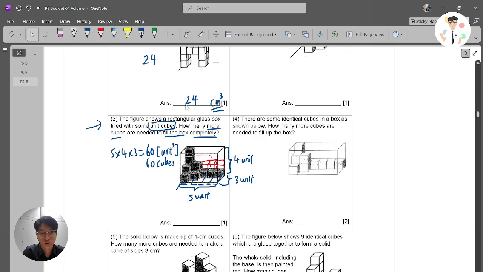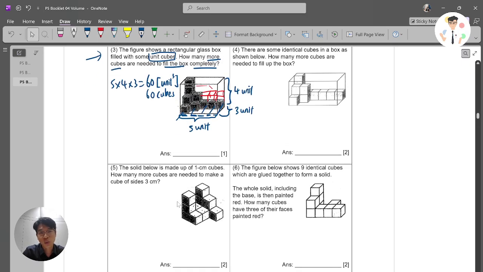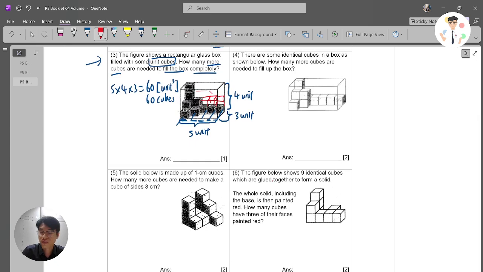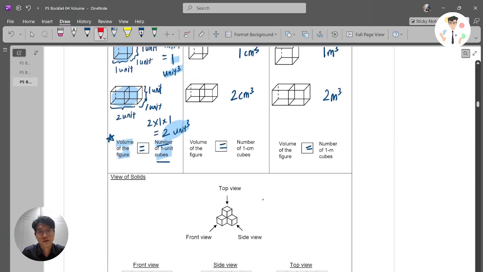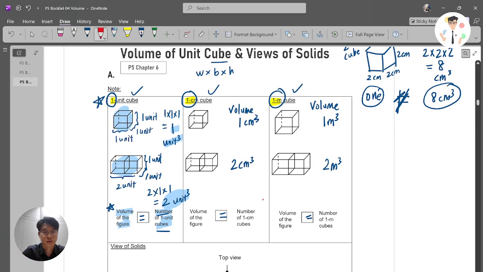And perhaps you can also look at question 6, where they actually do some very special trick, where they tell you now they have painted the whole thing here. How many faces are actually painted? Have 3 of their faces painted, right? And again, that requires you to use your imagination to solve it. Okay? Yeah, that is basically for the first part for the unit cubes.